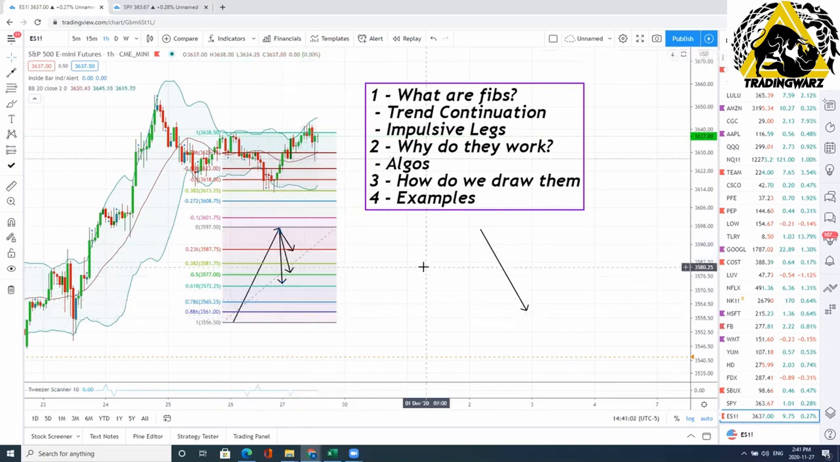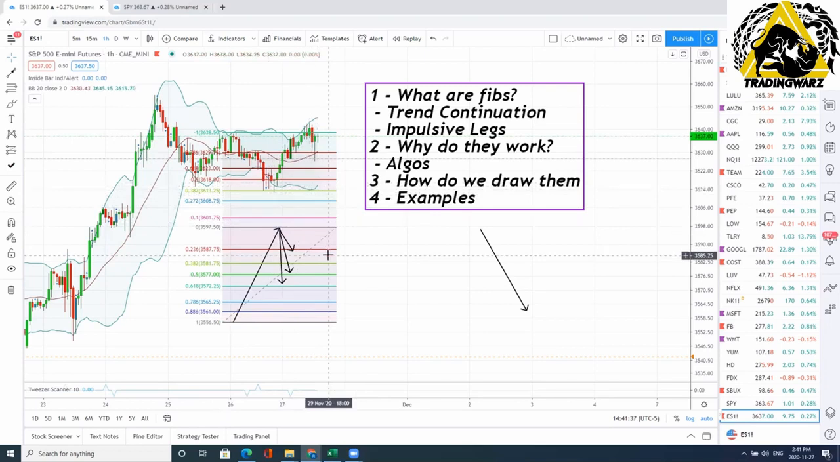Okay, so now we have the impulsive leg and we have the retracements. What we are expecting from these retracements is continuation of the initial leg. And this is what we call reading price action. If we have a push like this up and a pullback to the Fibonacci levels, we're expecting a pop back up either to this previous resistance or somewhere in this zone. Or if the trend is very strong, we're going to break through this high and we're going to hit these extensions on the way up.